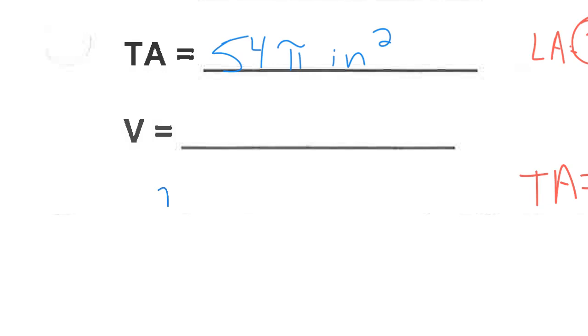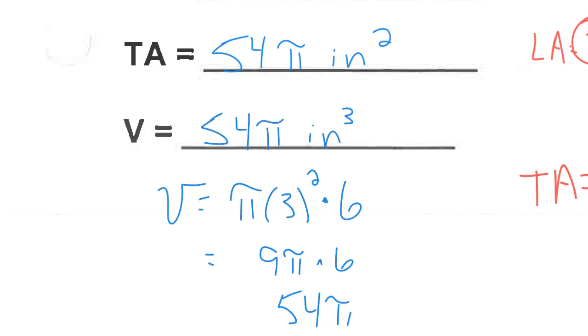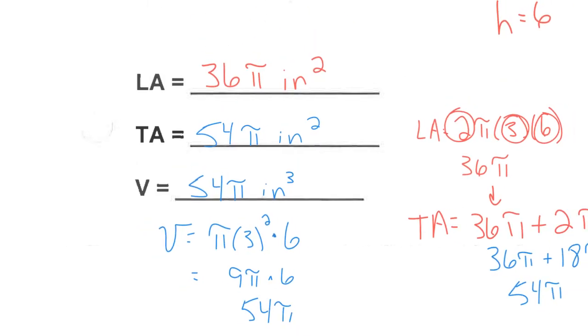Now we're going to move over into volume. You can think of it as big B times h, but you can also think of it as pi r squared h. So pi times the radius squared times the height. Well, that's 9 pi times 6, and 9 times 6 is 54 pi. So I have 54 pi, but this time it's inches cubed. So be careful, guys. We've been working on this kind of stuff involving pi. Make sure you're using it correctly.